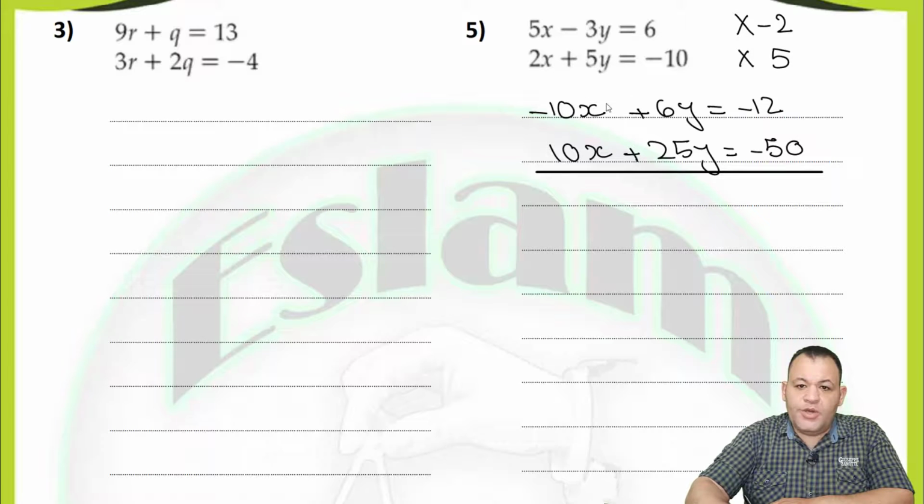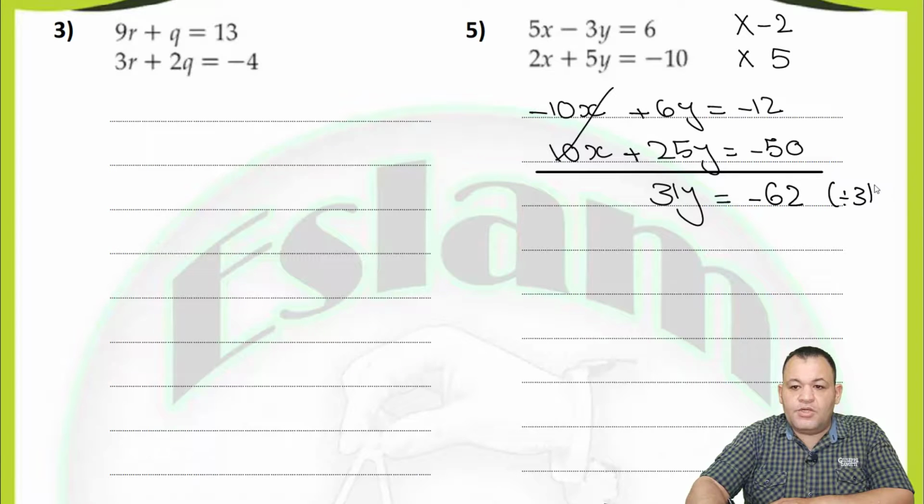By adding the two equations, you will find negative 10x plus 10x equals 0, and 6y and 25y equals 31y. Adding negative 12 and negative 50 equals negative 62. If you divide both sides by 31, you can find the value of y, which equals negative 2.